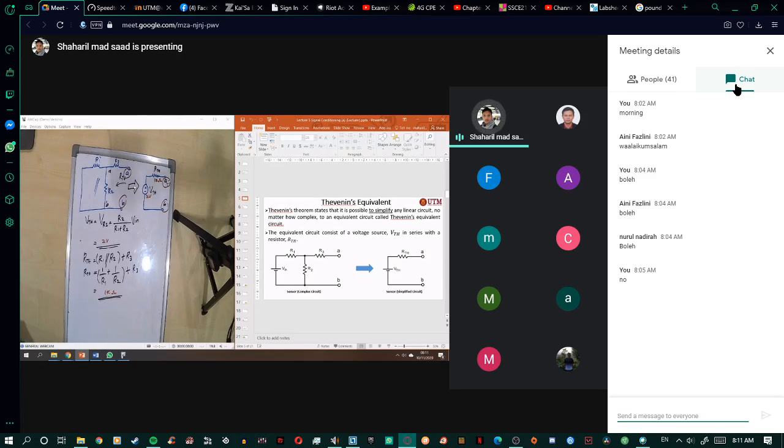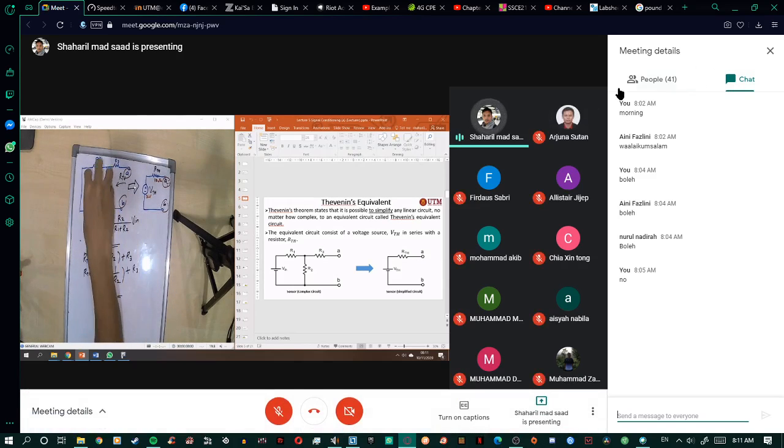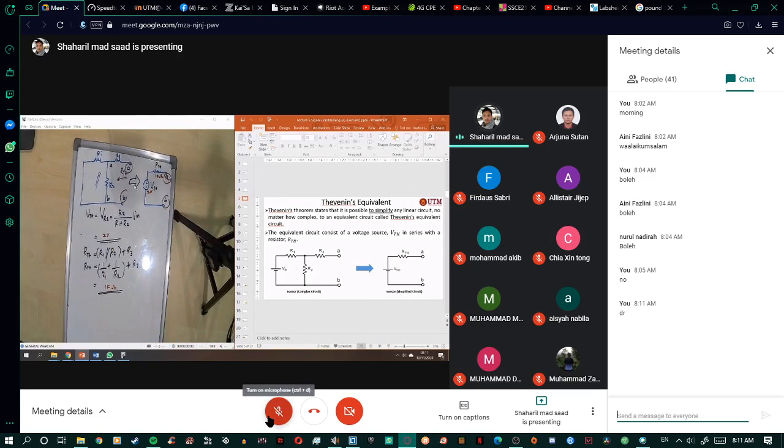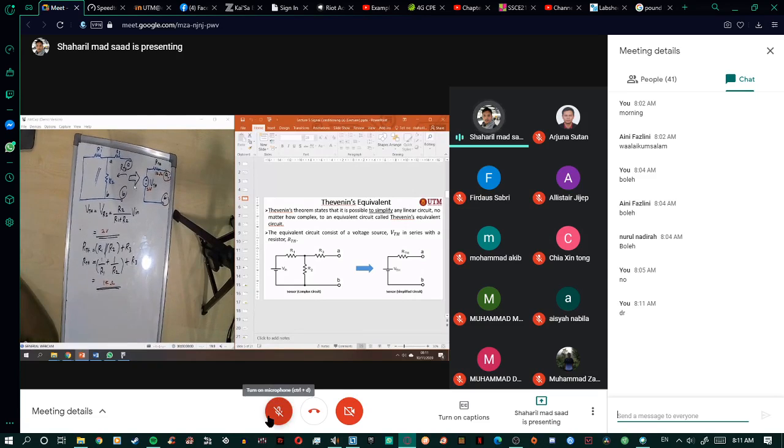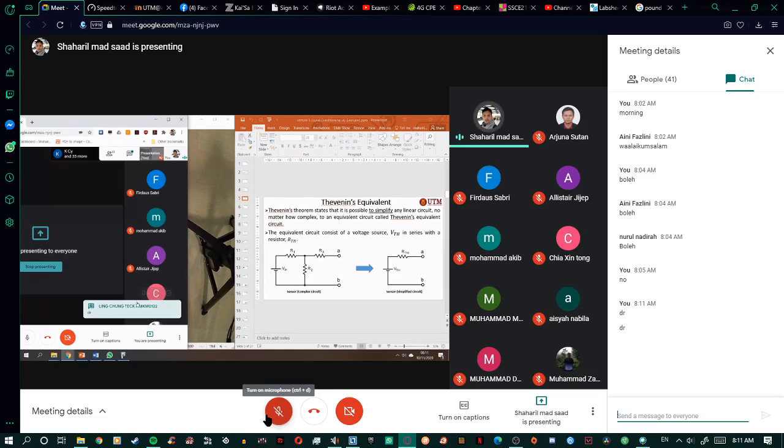Okay, so that's what we use the Thevenin theorem for, to simplify this complex circuit to be just two components, right? Voltage Thevenin and also resistance Thevenin. Okay, so far so good, clear? Is it clear? Right? Okay.